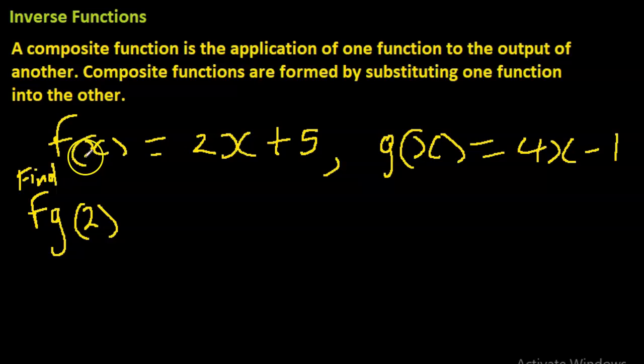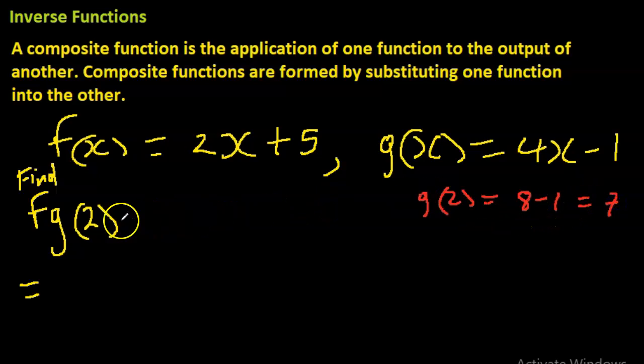So a composite function is the application of one function to the output of another. So let's find g of 2. We always work from the right to the left, right? G of 2 would be: you put 2 into g. Replace the x with 2. So g of 2 would mean 4 times 2, which is 8, minus 1, which is 7. So g of 2 is 7.